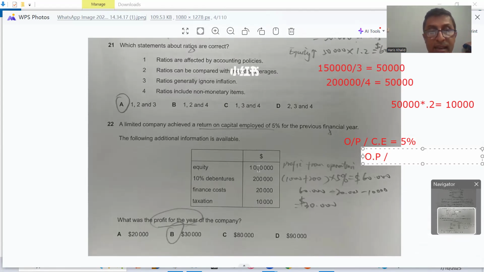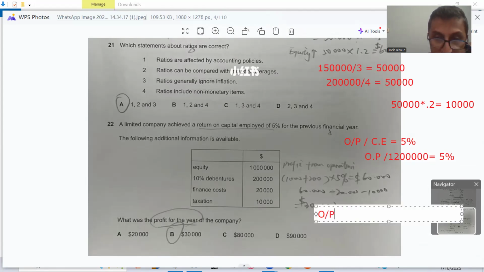So equity is 10 lakh and the non-current liability is 2 lakh. So 12 lakh is going to be the capital employed, which is equal to 5%. So we can find the operating profit easily now. The operating profit is going to be 12 lakh into 5%. That is going to be 60,000.